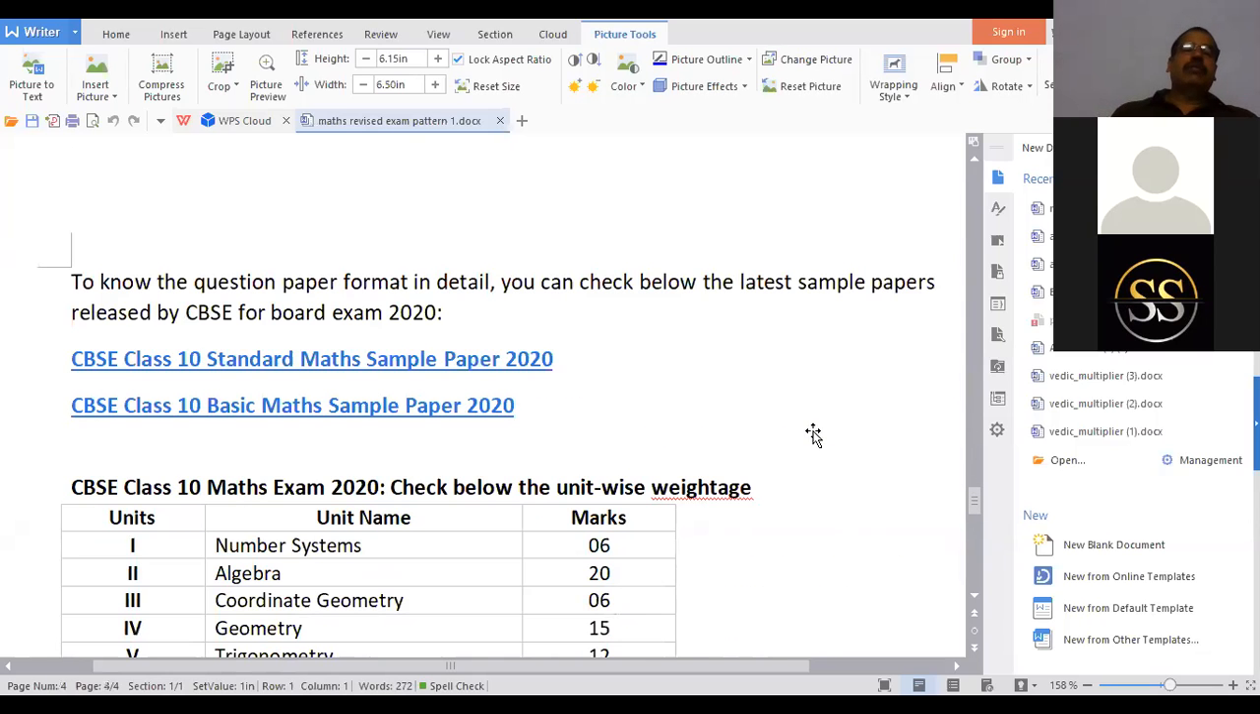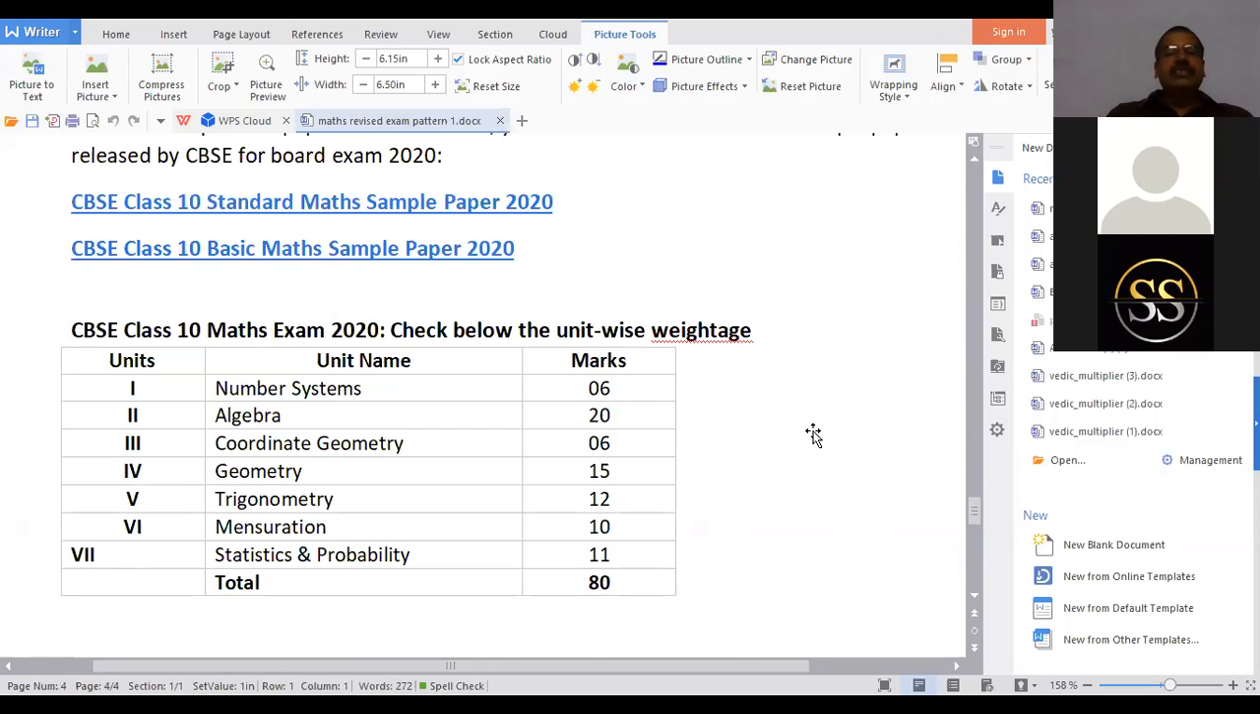To know the question paper format in detail, you can check the latest sample papers released by the CBSE board for exam 2020: the CBSE 10th standard maths sample paper 2020 and the basic sample paper 2020. And now the weightage by each chapter. Number system, meaning real numbers, 6 marks, the first chapter. And algebra means 20 marks. Algebra means polynomials, linear equations in 2 variables, quadratic equations, and arithmetic progression.